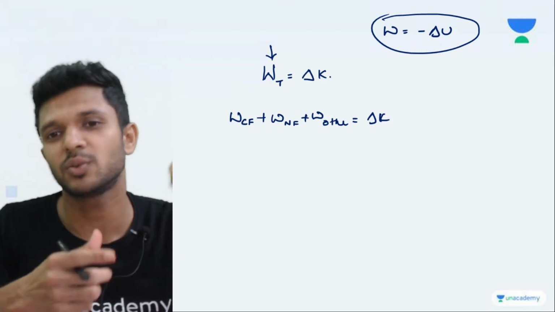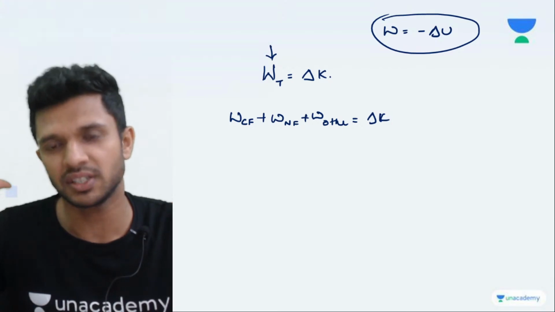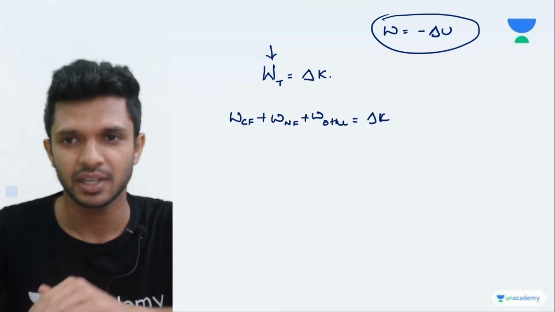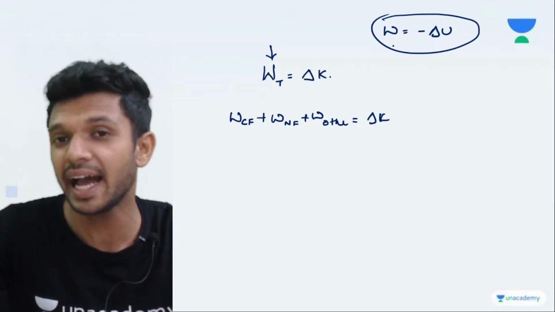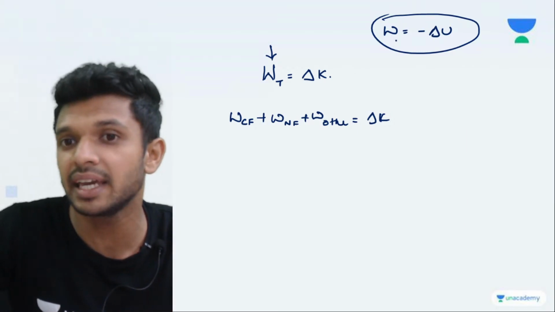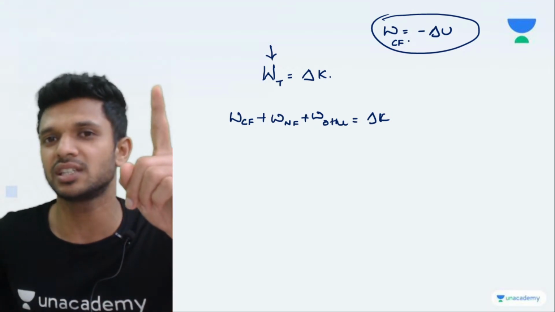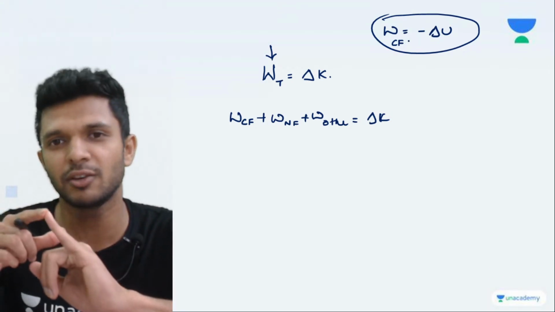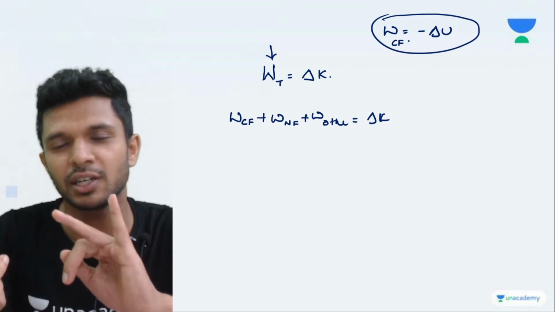Work done by conservative, work done by non-conservative, work done by other. All the work done on the body is actually change in kinetic energy. Now take your memory back to what we have learned. We have learned that work done by conservative force was equal to negative change in potential energy. Gravitational force is a conservative force. Spring force is a conservative force, right?